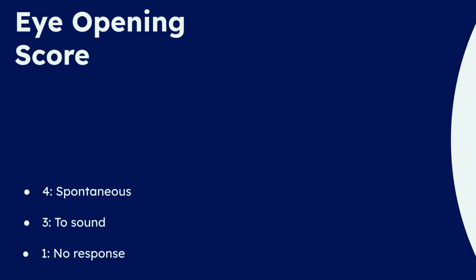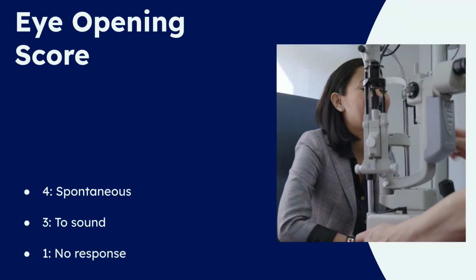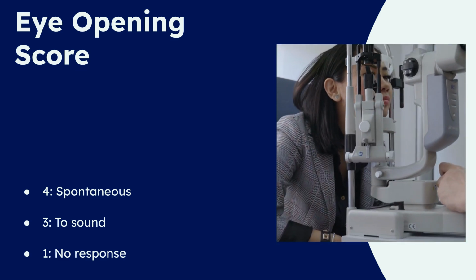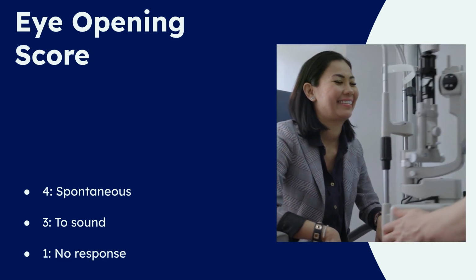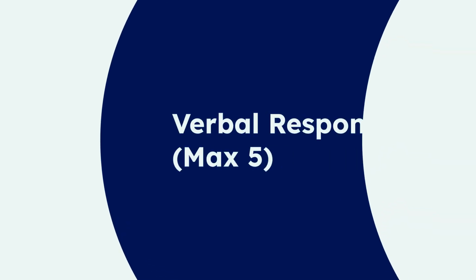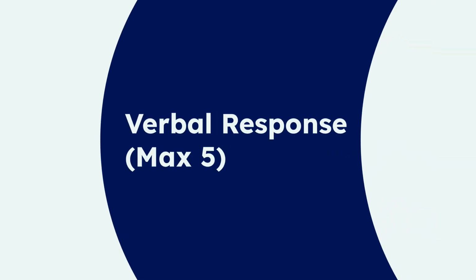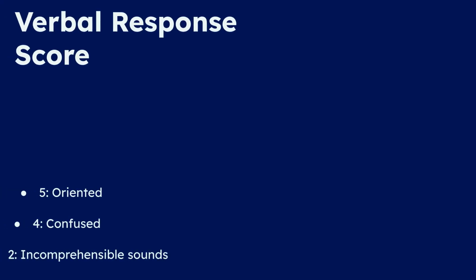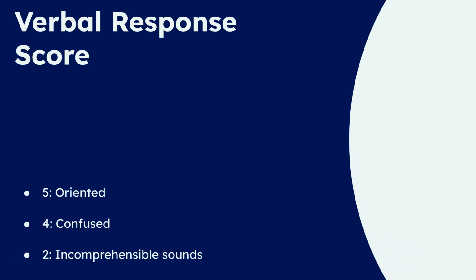A score of 4 means spontaneous opening, 3 means eyes open to sound, 2 to pressure only, and 1 means no response. The second component is verbal response, scored up to 5 points. A score of 5 is oriented conversation, 4 is confused, 3 is inappropriate words, 2 is incomprehensible sounds, and 1 is no response at all.